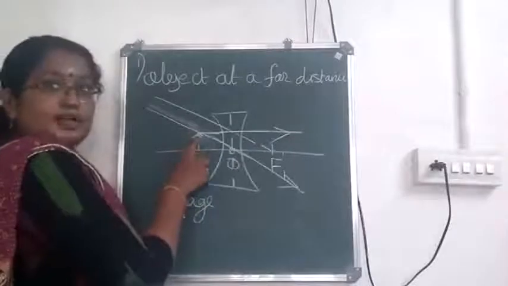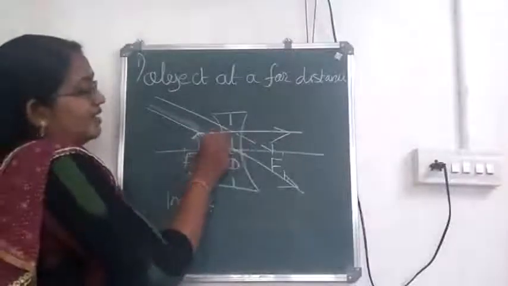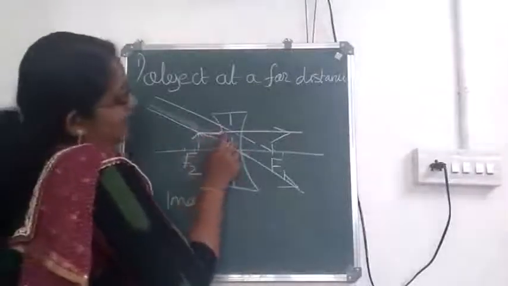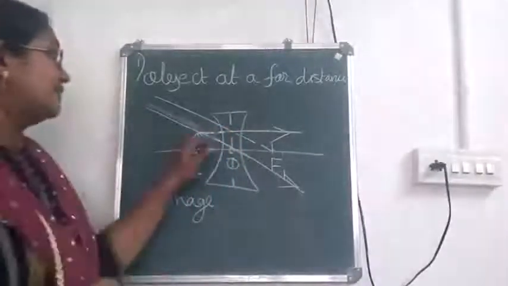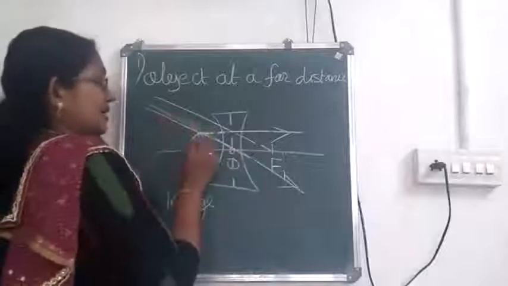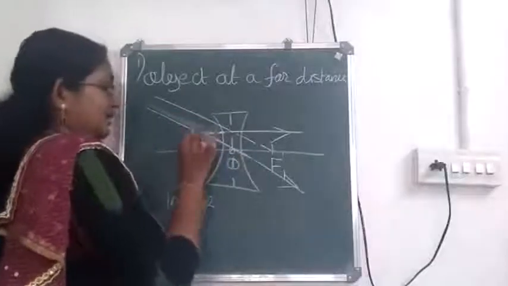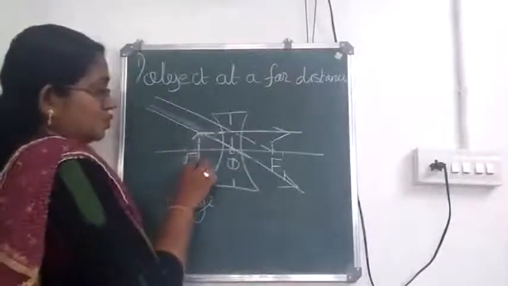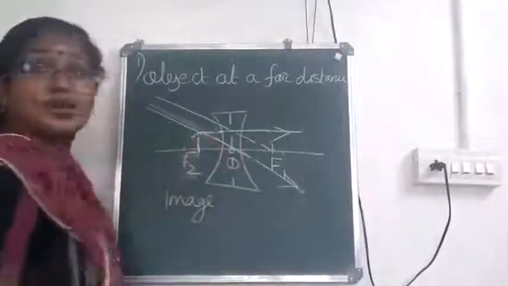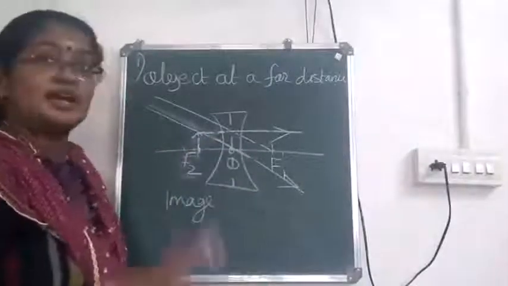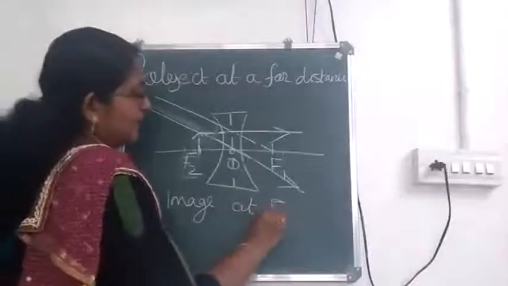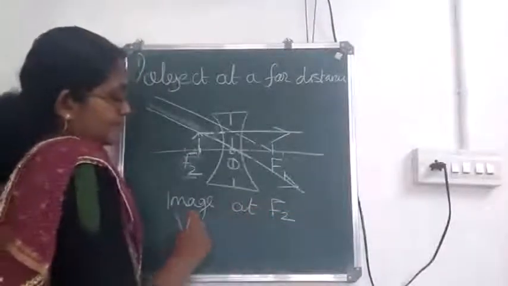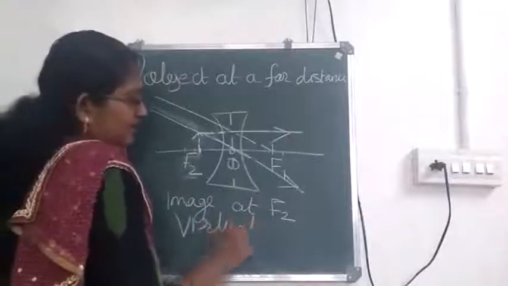This does not bend. Now this refracted ray, we are extending it in the backward direction. So it meets with this ray, and here you are getting the image. This image should be obtained at the focus. For a distant object, the image should be at the focus. So the image is at F2.